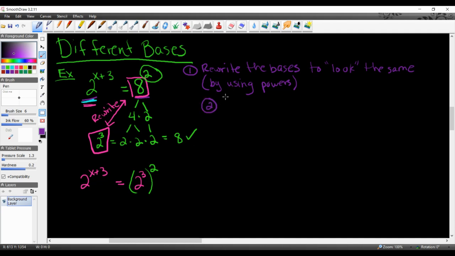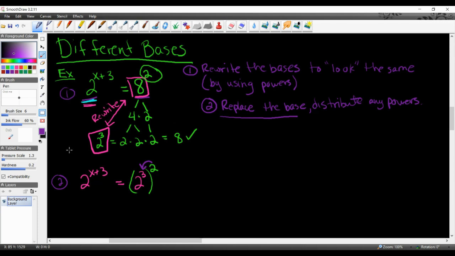Step two is to replace the base. So we just did that, right here. And distribute any powers. So this is kind of like step one, but it's all right. Okay, in other words, right here, we're going to distribute that. So this is our step two. Okay, this was step one, all this.